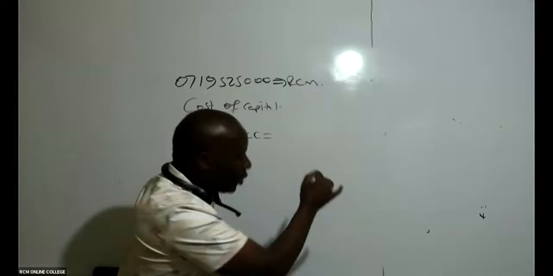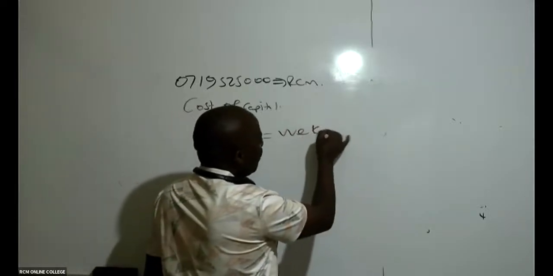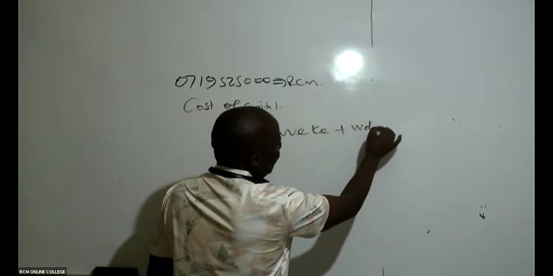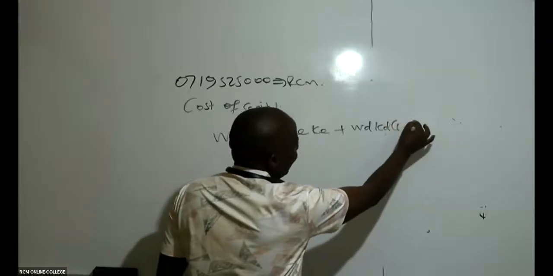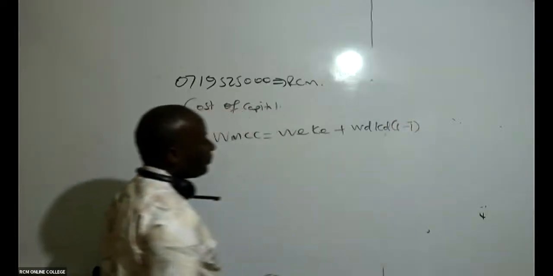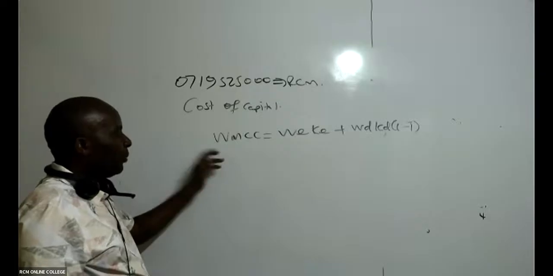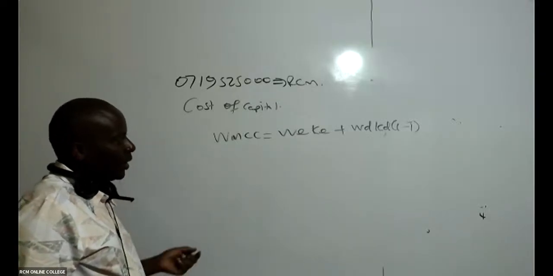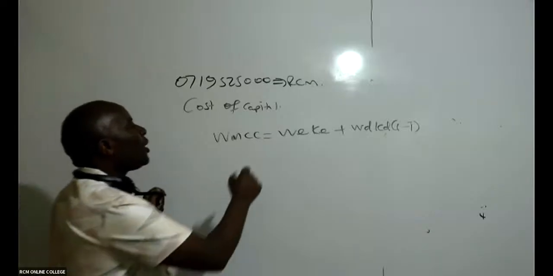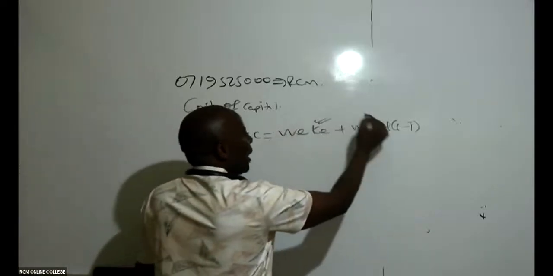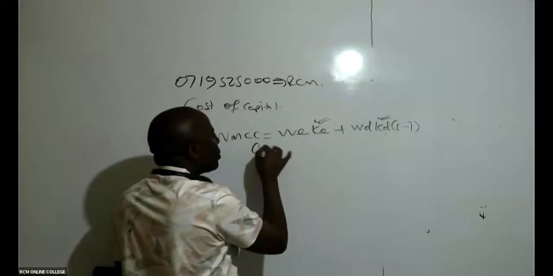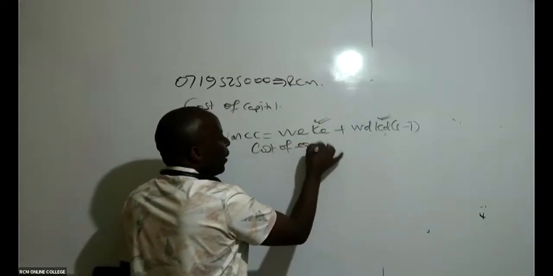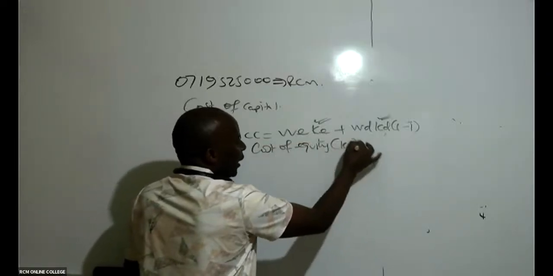To get our WMCC in this particular case, I will take the weight of equity times cost of equity, plus the weight of debt times cost of debt times (1 minus T). The same formula would have been applicable if we had WACC. So the first thing I need to do is to compute these items here. Come and give us the cost of equity.